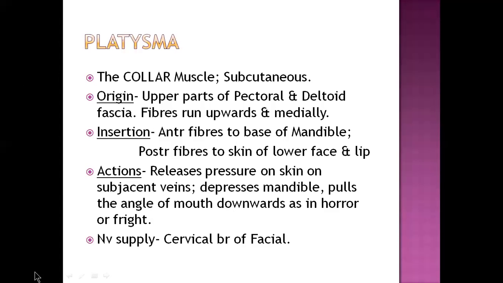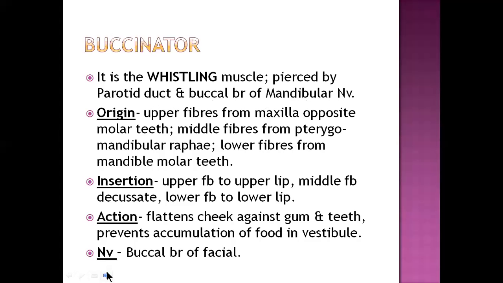It is supplied by the cervical branch of the facial nerve. I told you the facial nerve has five branches. The lowermost one is the cervical branch. So the cervical branch of the facial nerve supplies the platysma. Is it clear to all of you? Yes, sir. We asked it in the examination, remember, it may come as a short note on platysma.